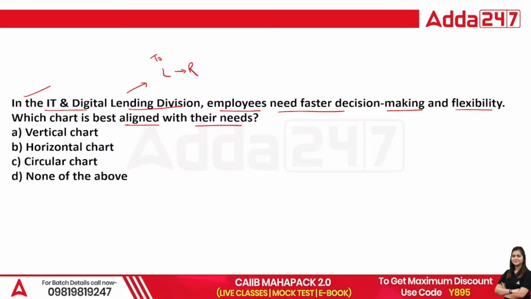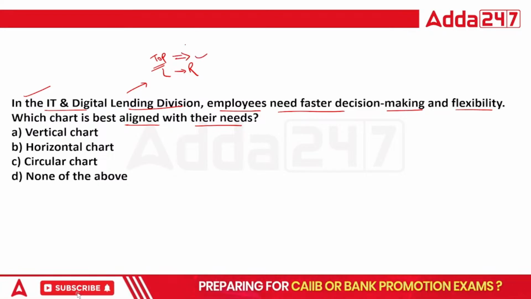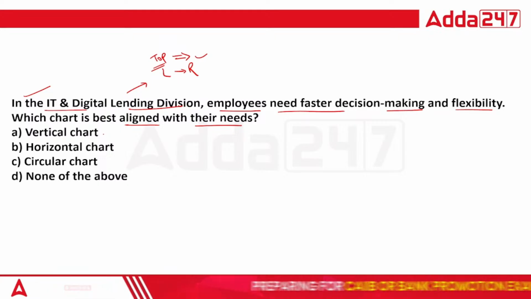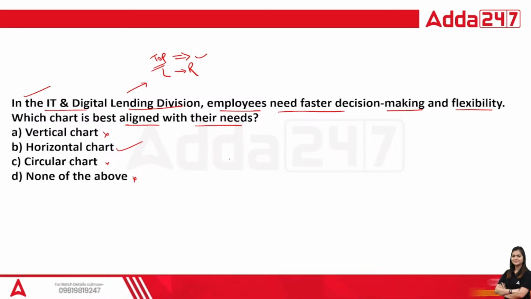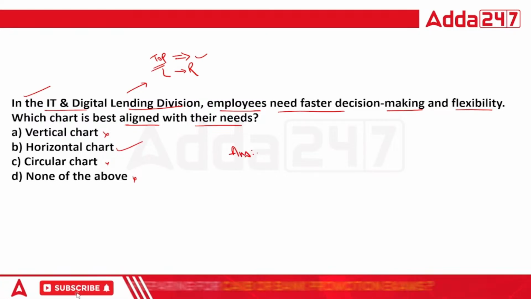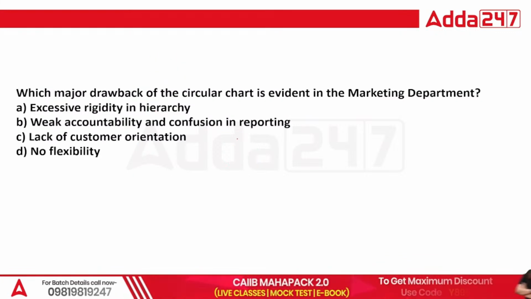Yes, top level on your left side and then lower level on your right side. This is what they're following. So this is what? Vertical, no. Circular, no. Only we have three charts. So the correct answer is horizontal. Correct answer is your answer B, horizontal. Yes. Okay, coming to the next MCQ.